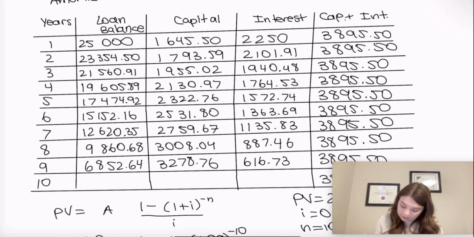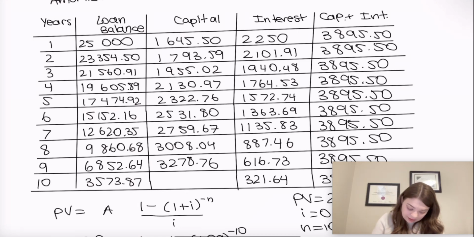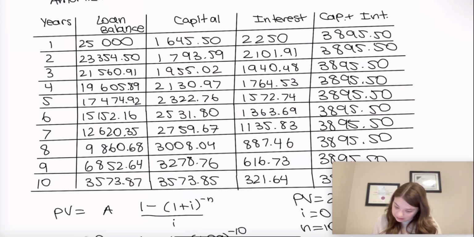Subtract that from the total balance, $6,852.64. And now we only owe $3,573.87. Multiply that by 9%. We get $321.64. Subtract that from $3,895.50 for the full payment, and we get $3,573.85. And there we go.